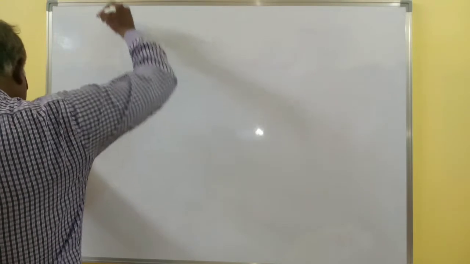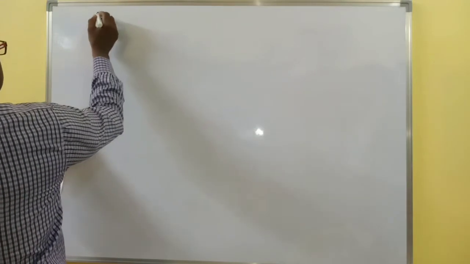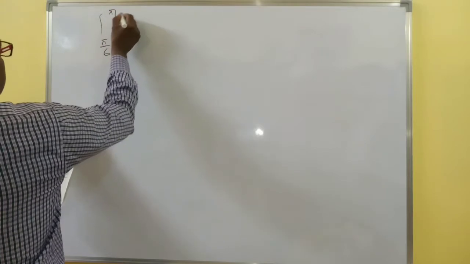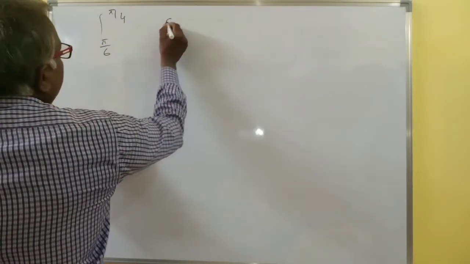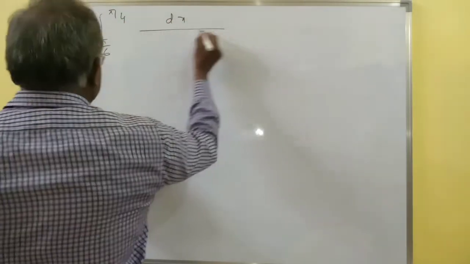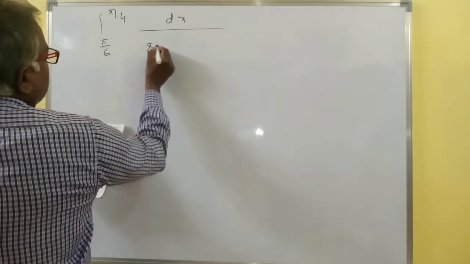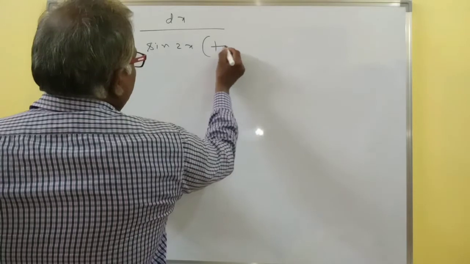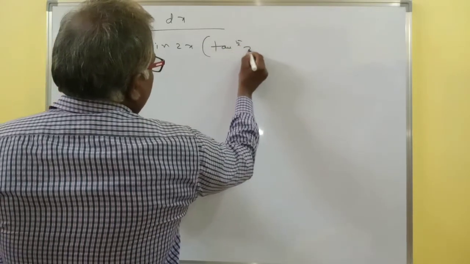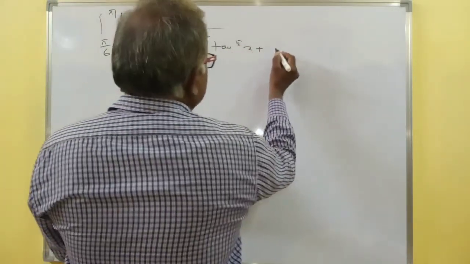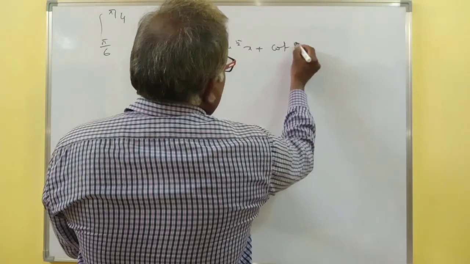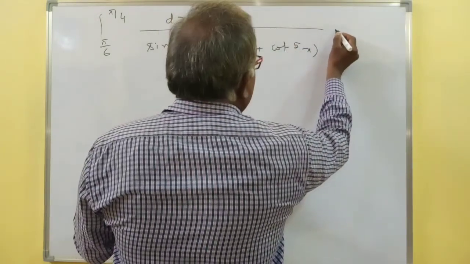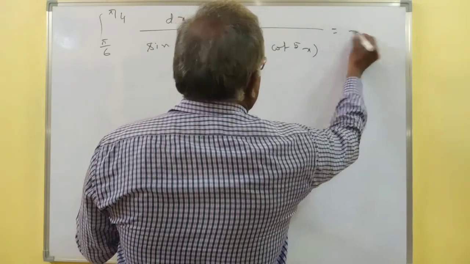Integral pi by 6 to pi by 4, dx by sin 2x into tan power 5x plus cot power 5x, dx.